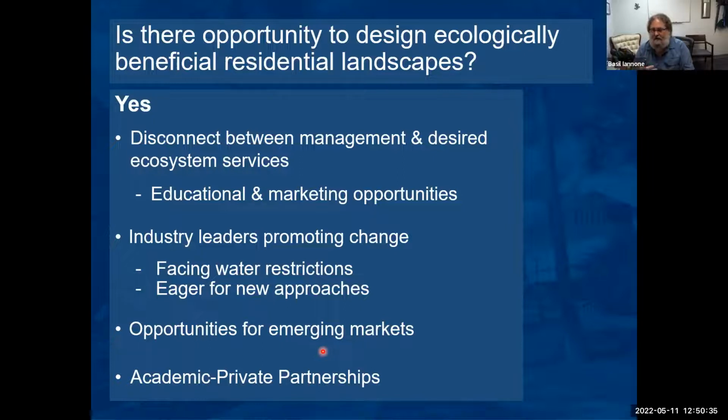And hopefully that second example of the project, which we don't really have data on yet, shows that there are industry leaders who are looking at change, wanting to do change, so there is an opportunity. They're facing water restrictions, they're eager for new approaches, and there's opportunity for emerging markets. As an example, Cherry Lake is looking at opportunities to turn this into landscaping marketing: how can I be the leader in maintaining these new native irrigation-free landscapes? And of course, academic-private partnerships are going to be instrumental in coming up with these changes.